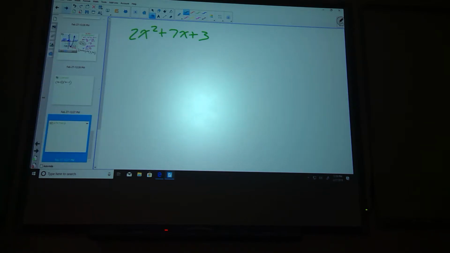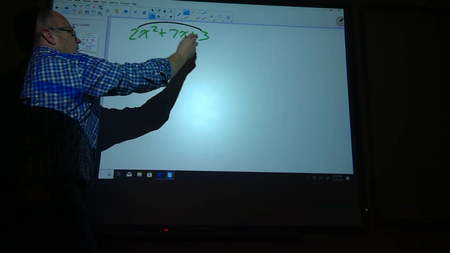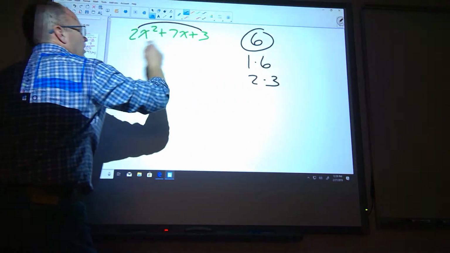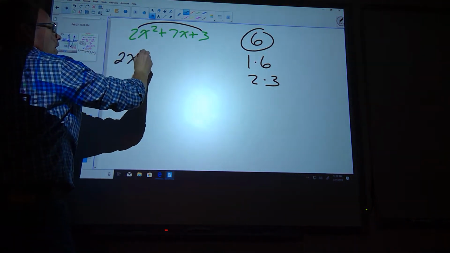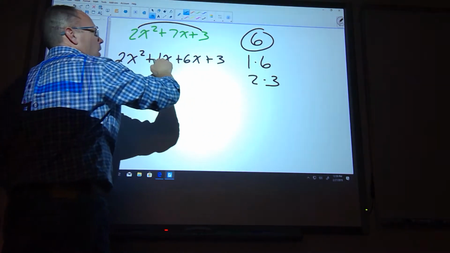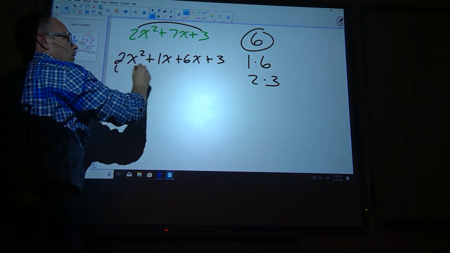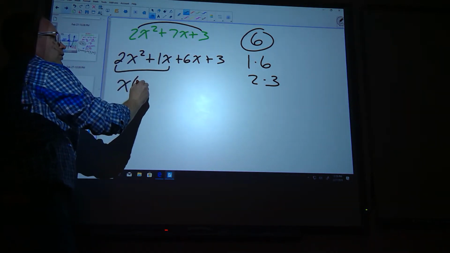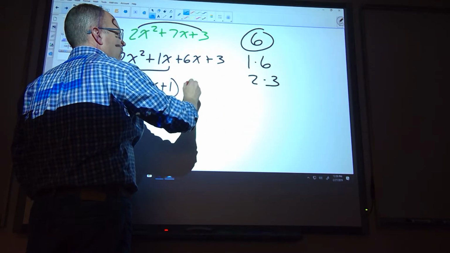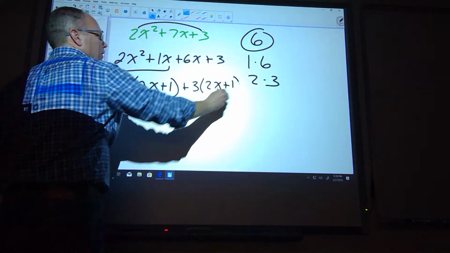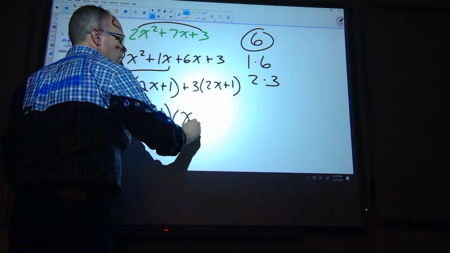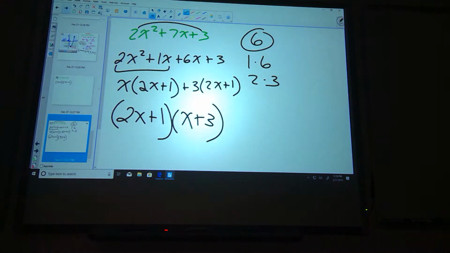Last one. This one I would multiply that times that, I'll get 6. The factors of 6 are 1 and 6 and 2 and 3. Everything's positive, so I'm going to go 2x squared plus 1x plus 6x plus 3 because I want 1x and 6x to give me 7x. Factor out an x on my first 2, and that gives me 2x plus 1 plus 3, and then that's 2x plus 1. So then I get 2x plus 1 and x plus 3. Done. Cool. There you go.